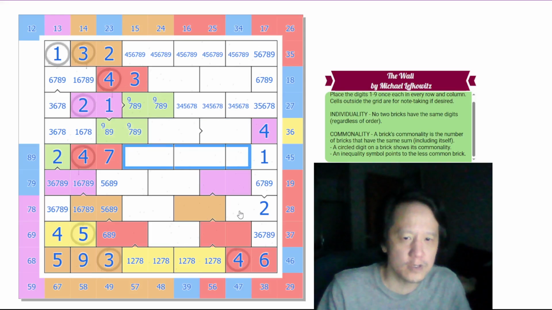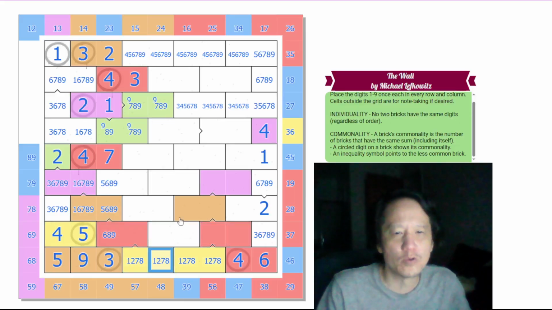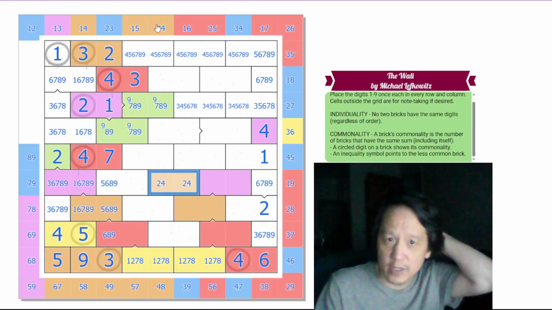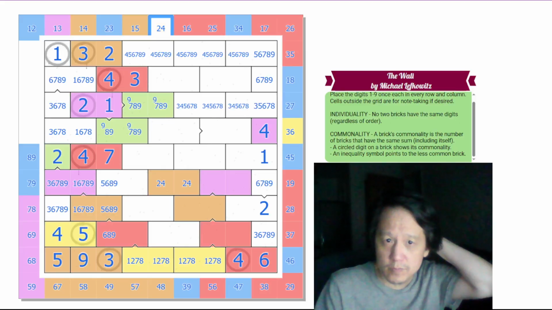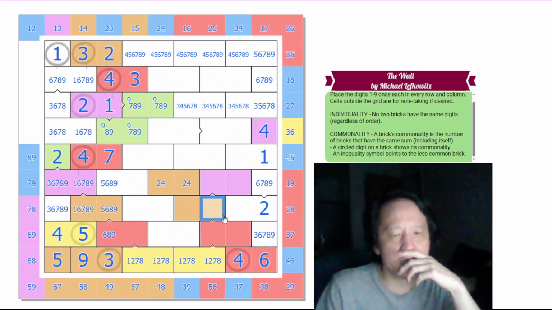Where is the 4 and 2? It must be here. So this must be a 2, 4 pair, which matches here. So this is orange. Commonality. That's done. We're missing 1 and 4 now.